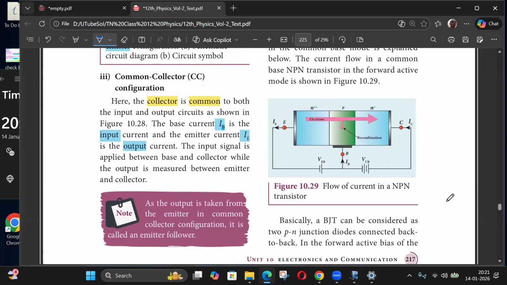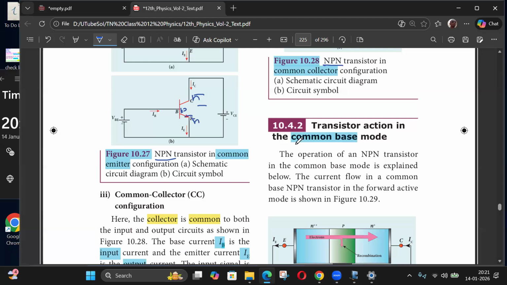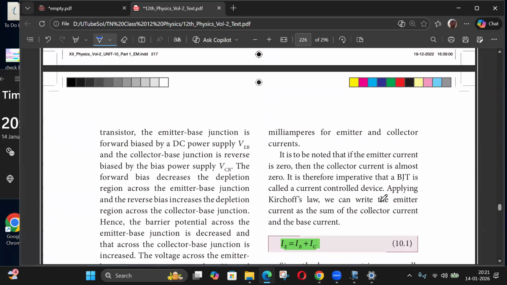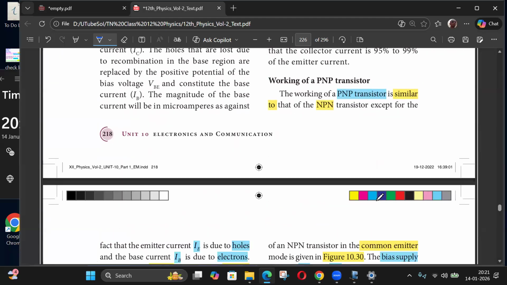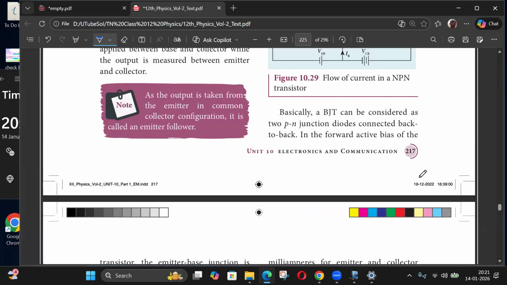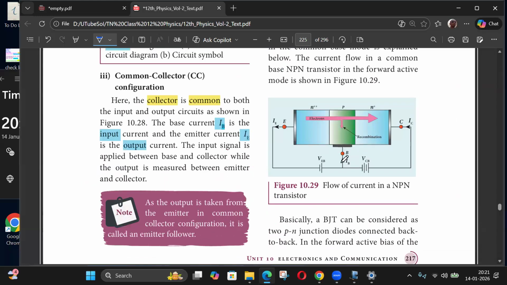They have taken common base configuration to study in detail. Here the base is common, and this is the emitter on the input side. Electrons flow in this direction because they get repelled, but the current will be opposite to the direction of the negative charges.